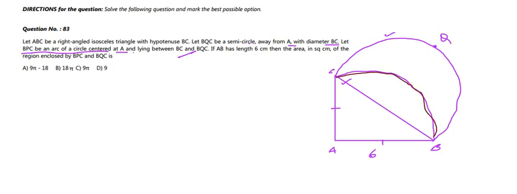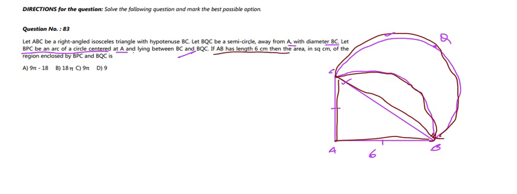BC and this AC, AB form a quadrant, and our BQC forms a semicircle. So we have a quadrant here, we have a semicircle here. If AB has a length 6 centimeter, we have been told here that AB is 6 centimeter, which indicates that AC is also 6 centimeter because this is an isosceles triangle. In an isosceles triangle we have two equal sides and one different side, where BC is the hypotenuse, therefore both the perpendicular and the base will have the same length, that is 6 centimeter.